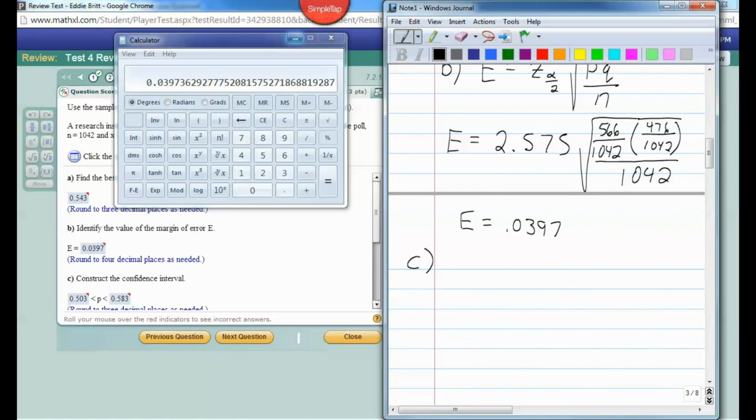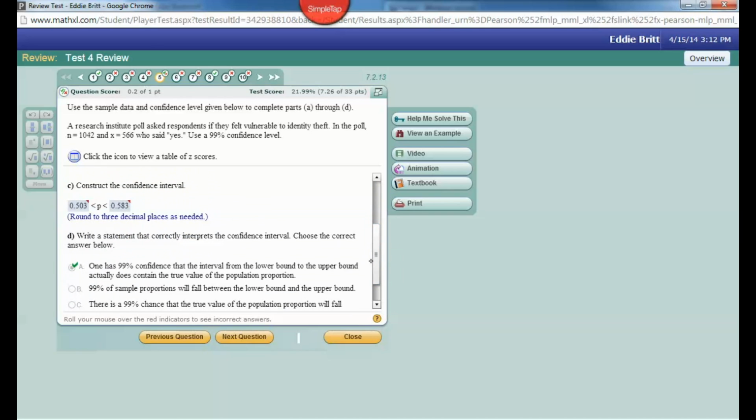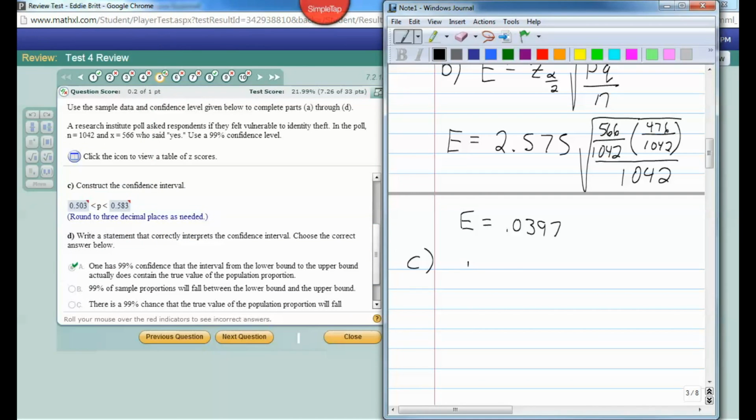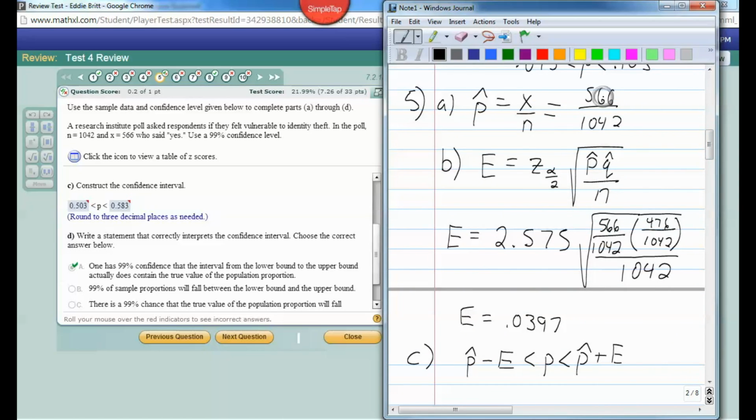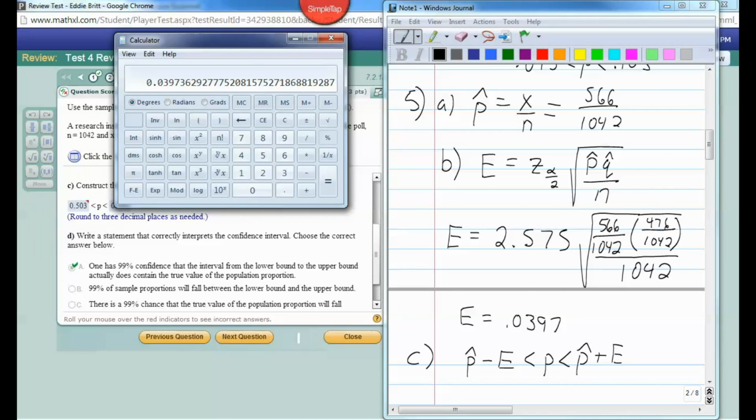Now part C, construct the confidence interval. To construct a confidence interval, we say p hat minus e is less than p is less than p hat plus e. Again, I really don't like plugging rounded values into the calculator, but I have to, since I figured out this margin of error, unless I save it in my calculator. We want to take p hat, 566 divided by 1,042, and then subtract the margin of error, 0.0397. Rounding to 3 places, 0.503.